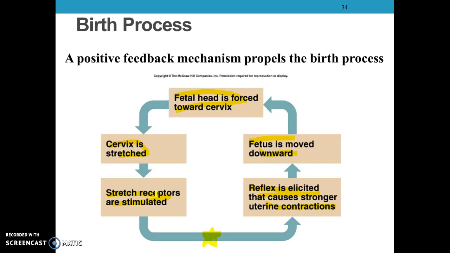We've got a few examples. I mentioned most of them earlier, but you can write down birth process. I would write down your positive feedbacks. Birth process, blood clotting, sexual stimulation, and then another one that we're going to look at shortly is milk production. So those are all positive feedback.